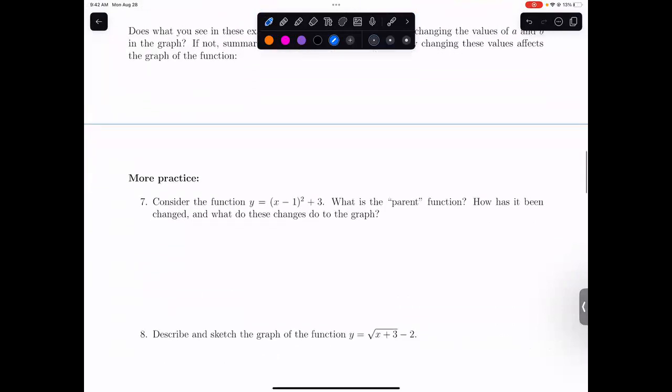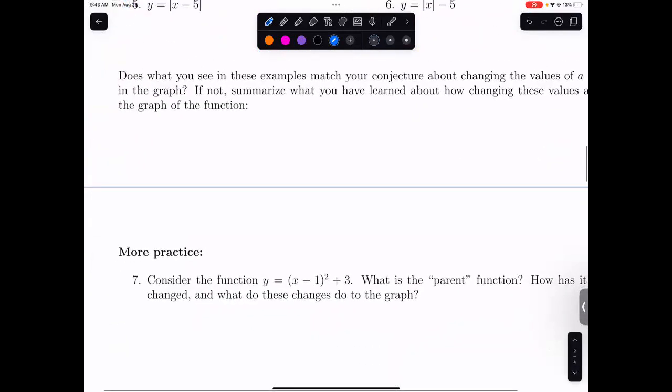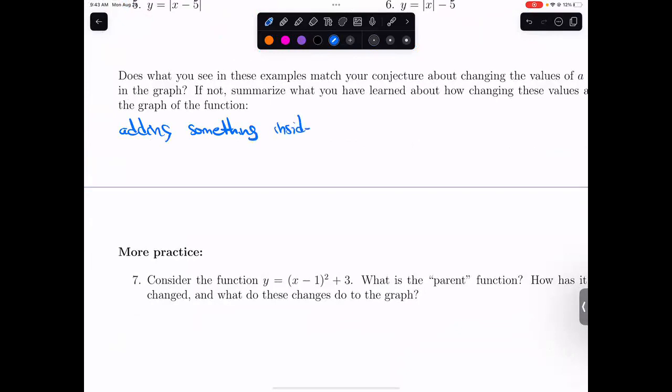Flip over to the back real quick. So I guess a summary of what we've learned so far. Changing or adding something to the inside is going to shift things left or right, but in the opposite direction than you expect. Which I think deserves a shrug emoji.